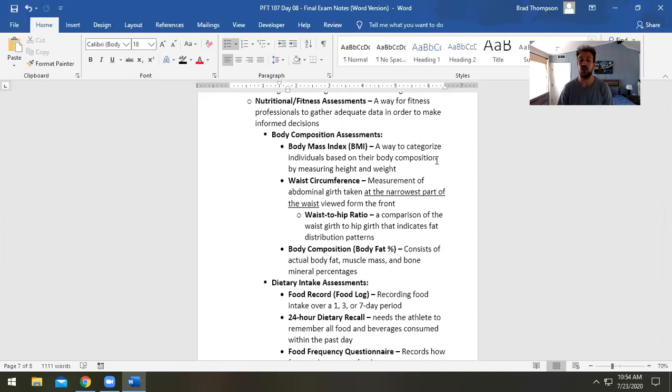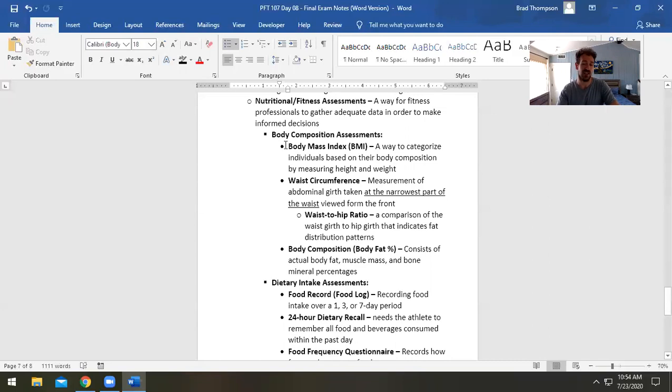We need to either do a nutritional or fitness assessment, right? A fitness assessment is going to tell us about somebody's posture and fitness status, whereas a nutritional assessment is going to tell us a little bit about someone's dietary intake, right? It's a way for us to gather adequate data so that we can make the right types of decisions. If your client has a healthy body fat percentage and a healthy weight, then we know we can draw a conclusion that weight loss is likely not their goal and probably not a very good one for them. So instead, we can focus on something else.